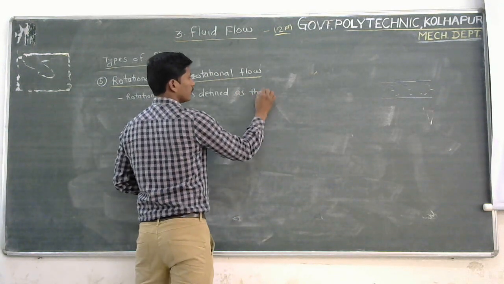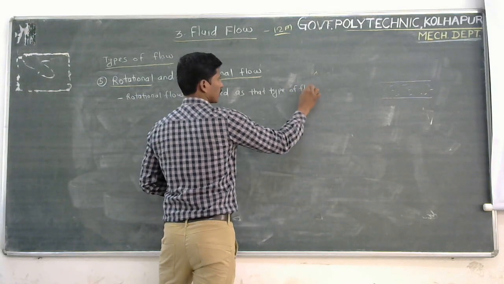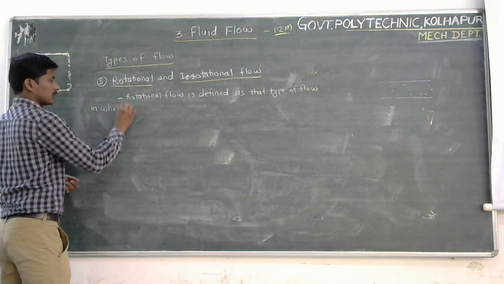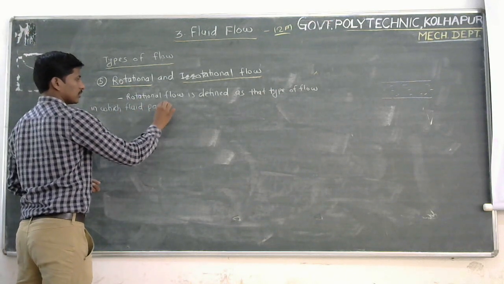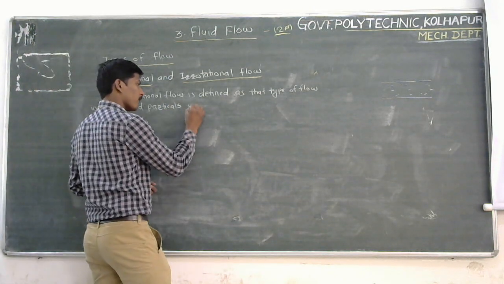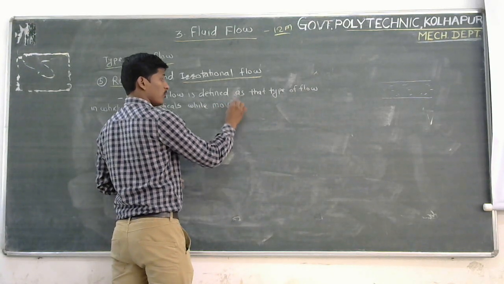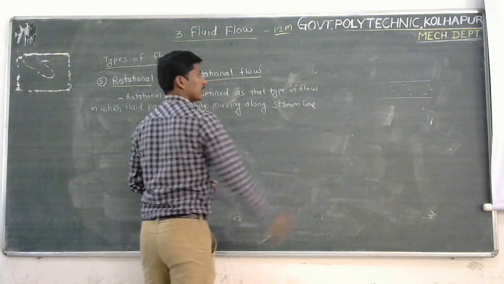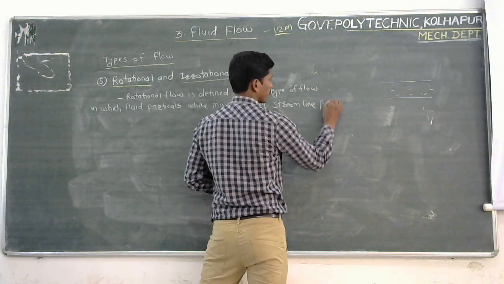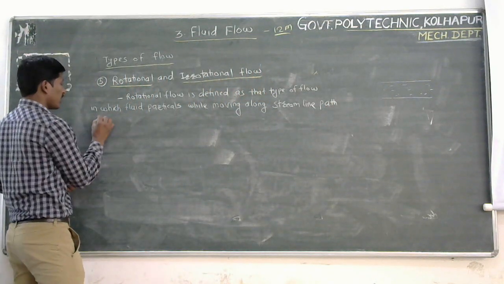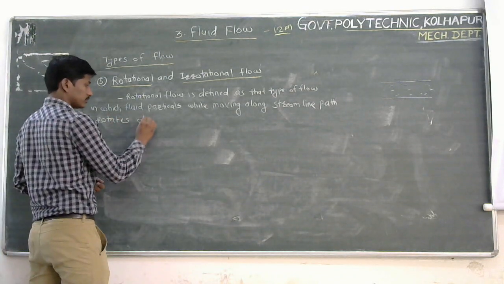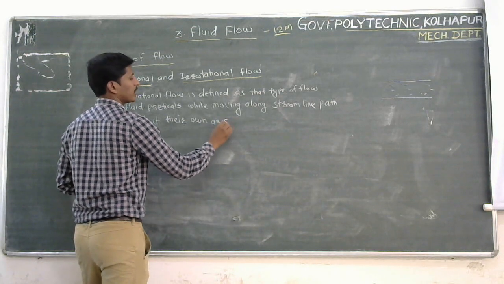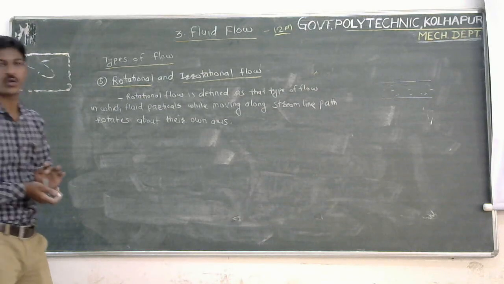That type of flow in which fluid particles, while moving along streamline path, rotate about their own axis. Then it is called as rotational flow.